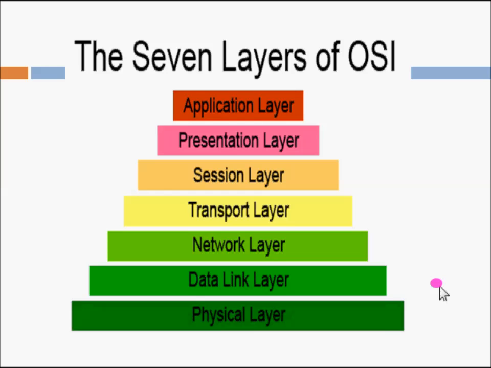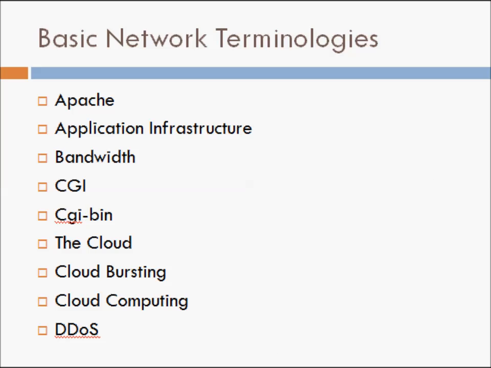And the first layer is the physical layer. It controls transmission of the raw bit stream over the transmission medium. The next topic is about basic network terminologies.